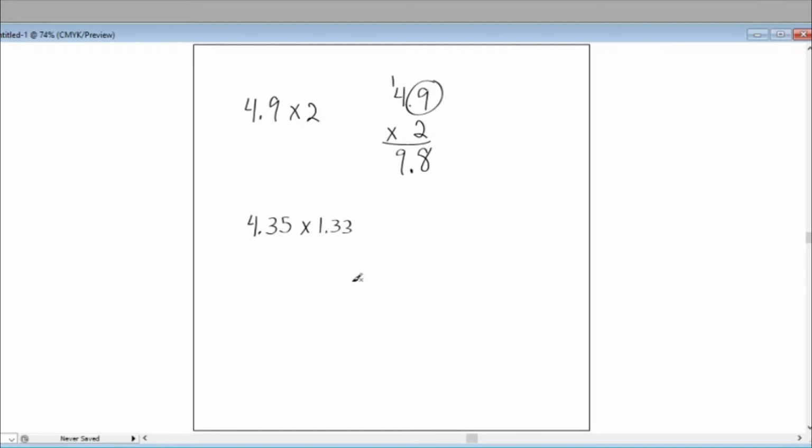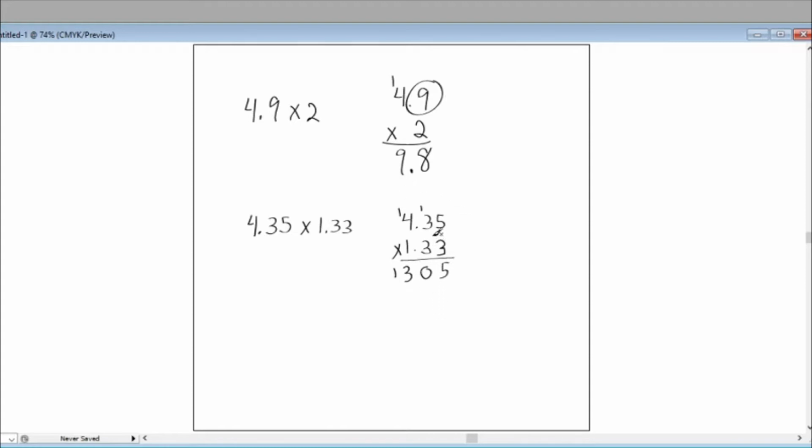Okay, I don't need to line up my decimal points. They're just going to happen to line up. So 4.35 and then 1.33. Okay. So now, just like I said, it works just like any other multiplication problem. We just need to multiply each of these place values by each other place value. So 3 times 5 is going to give me 15. 3 times 3 is 9, plus the 1 is 10. 3 times 4 is 12, plus 1 is 13.